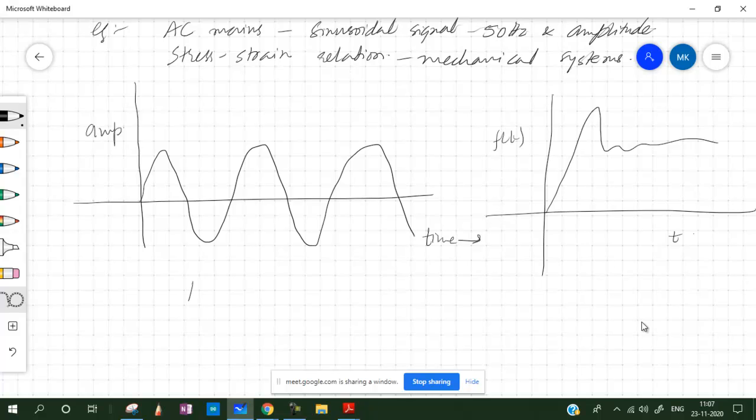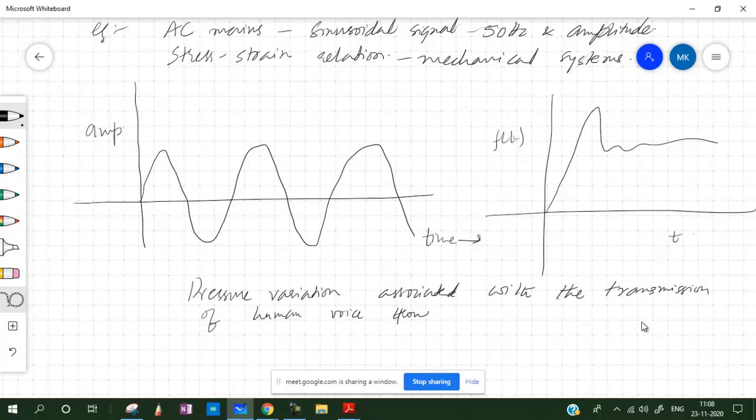Another example could be the pressure variation associated with the transmission of human voice through air. So all these are typical examples of analog signals.